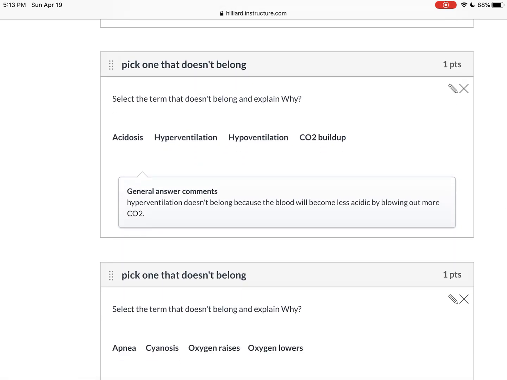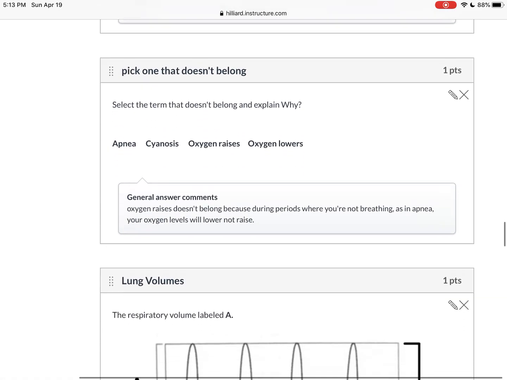Acidosis, hyperventilation, hypoventilation, and CO2 buildup. In this one, hyperventilation doesn't work because hypoventilation, HYPO, that is slowing your breathing rate. If you're slowing the breathing rate, you're not getting rid of as much carbon dioxide, which means it's going to build up, which is going to become more acidic. Therefore, acidosis, hypo, and CO2 buildup all belong together.